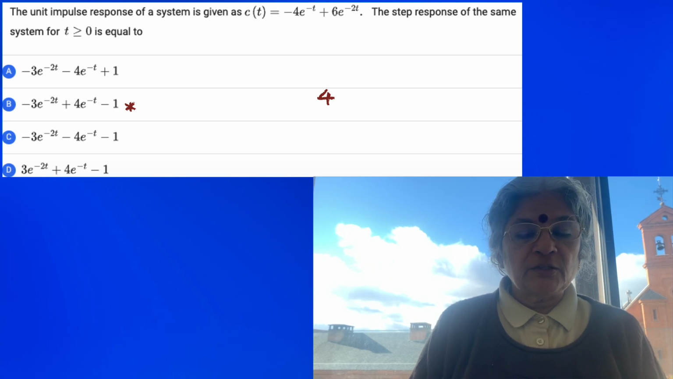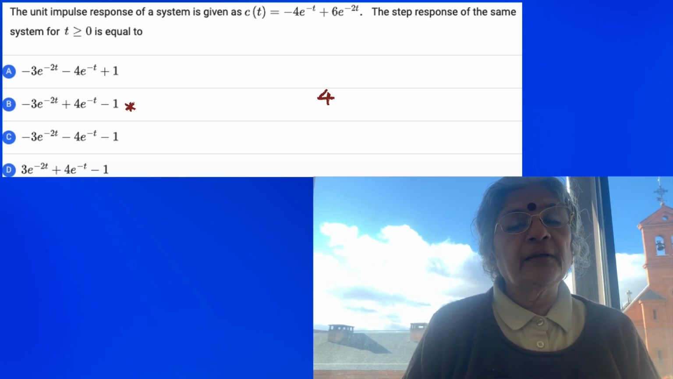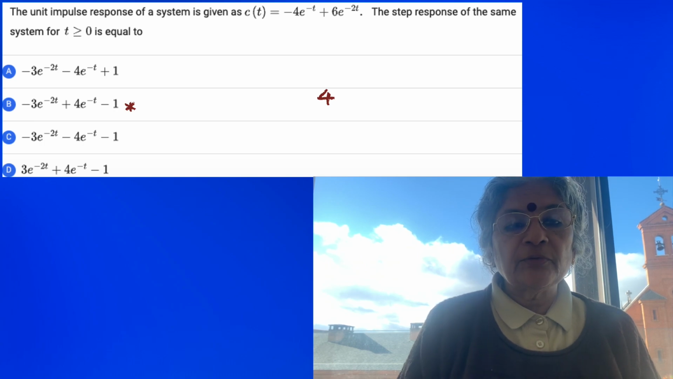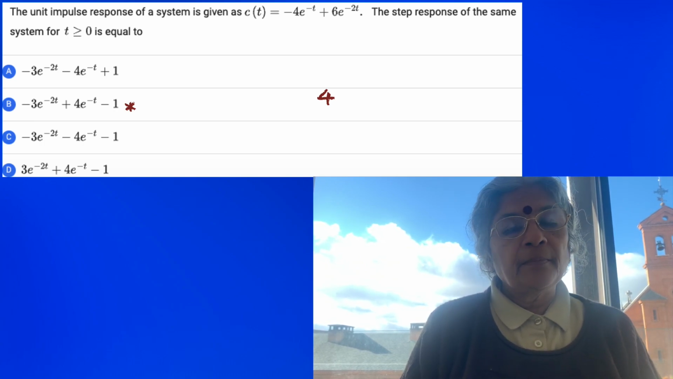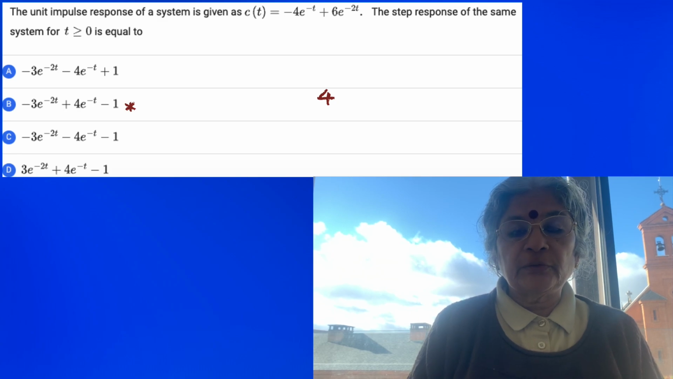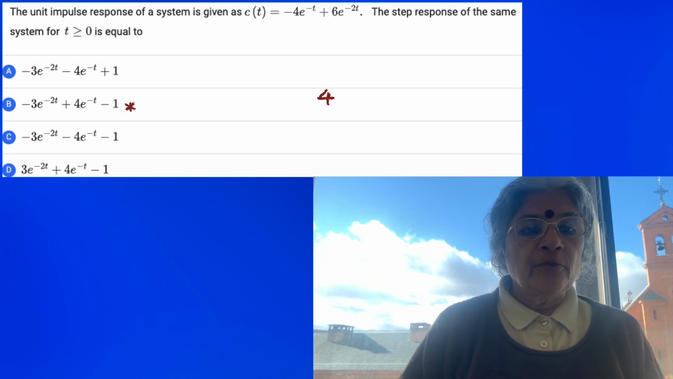And what about minus 1? That is coming as a result of the integration constant. So we have plus c there, and then at t equal to 0, we see that 1, which is the input, is equal to minus 4 plus 6 plus c. So c is going to be equal to minus 1. Okay, so 6 minus 4 is 2, 2 minus 1 is equal to 1. So very simply we have done this particular problem.